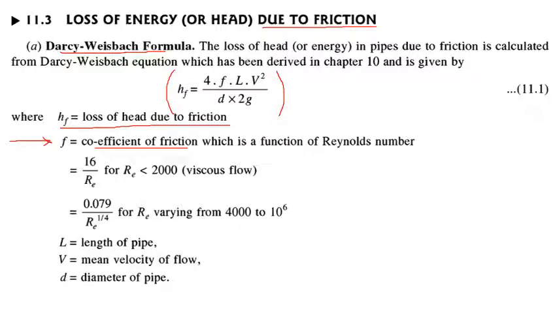It can be 16 by Reynolds number Re if Reynolds number is less than 2000, and it can be 0.079 by Re raised to 1 by 4 if Re is from 4000 to 10 raised to 6, that means above 4000. L is the length of the pipe. V in the equation is the mean velocity of flow, and d is the diameter of the pipe.